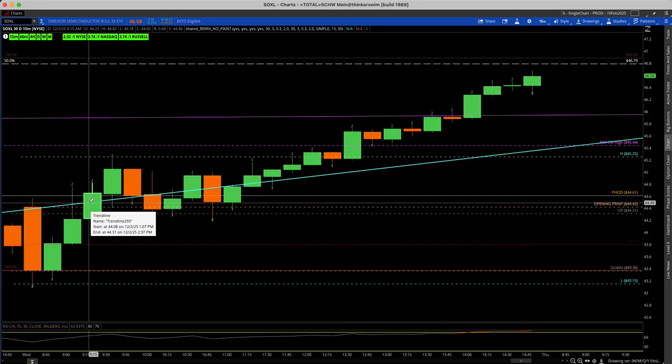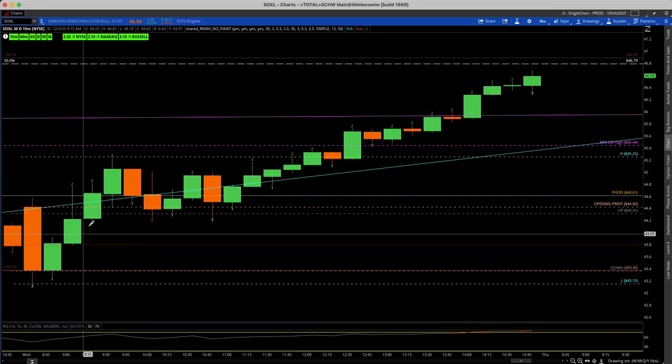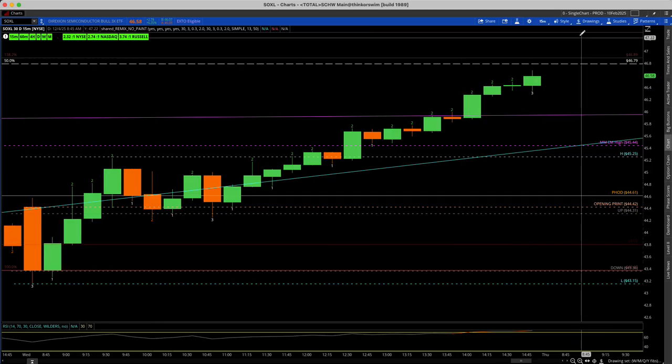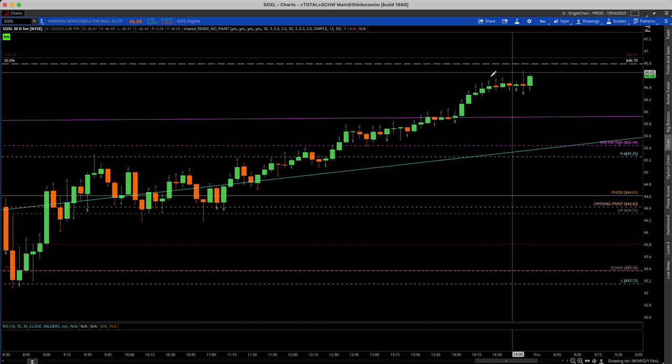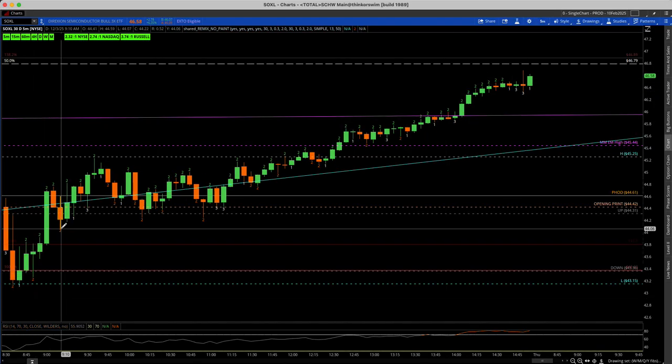So we fell in the camp of being stopped out early, right? So we entered. We didn't enter the early entry. Let's go back to the 5-minute. We didn't enter on this higher low. We entered on this higher low. It was closer to the opening print.